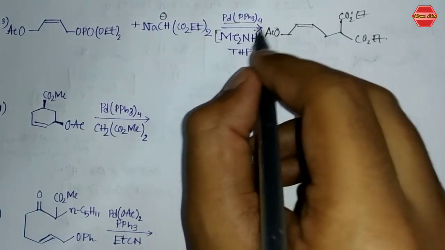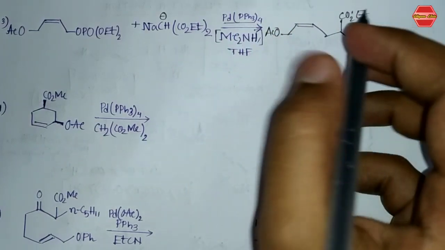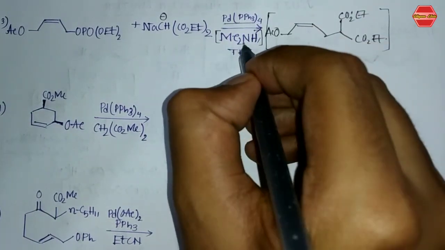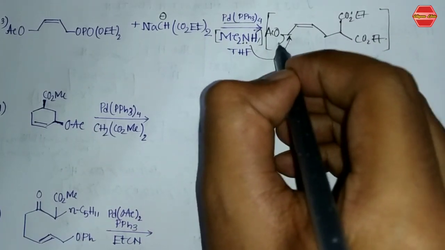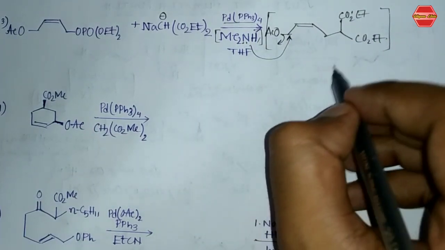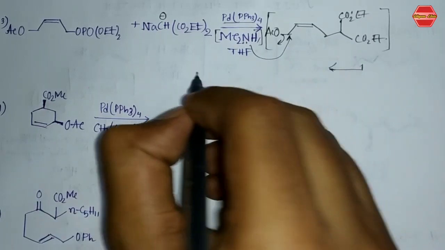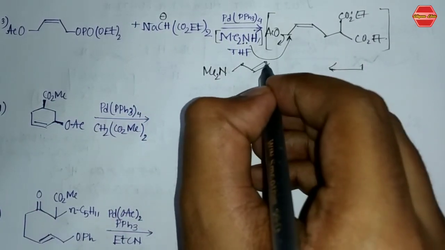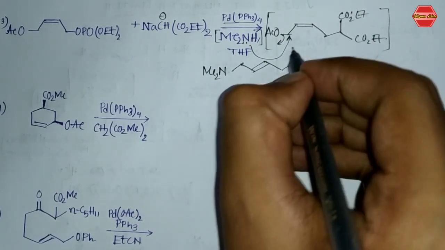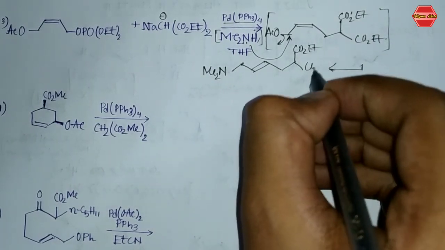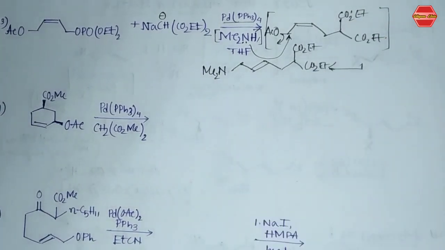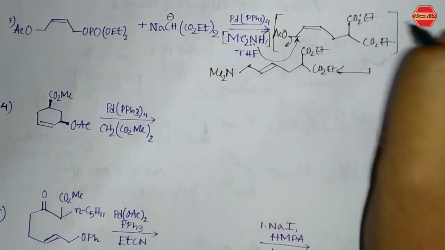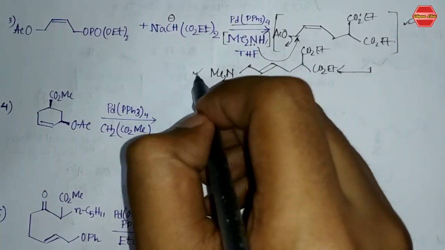But this Me2NH is quite nucleophilic, so that is why we cannot isolate this product as a major one. So this Me2NH also replaces this group, and finally the product that we get from here is this one, that is Me2N double bond CO2ET and CO2ET. So this is your major product from this overall reaction, right? So that is why we cannot isolate this one, we can isolate this one as a major product.